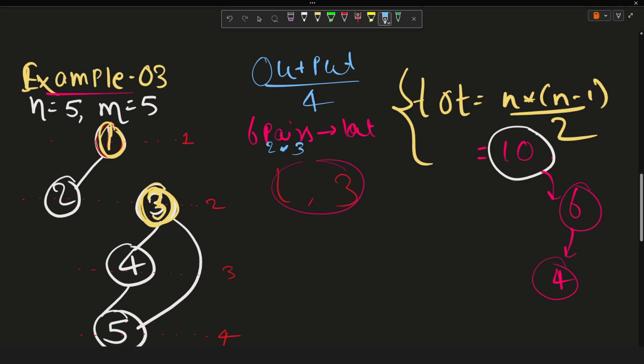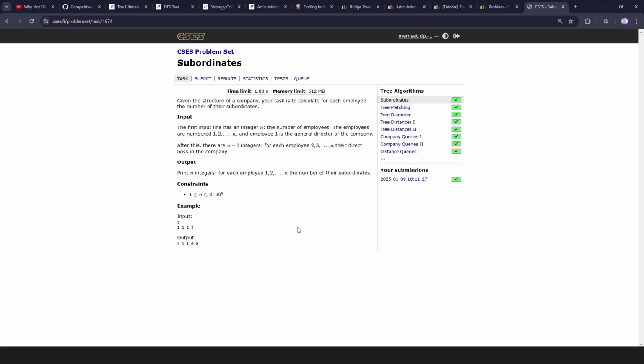And by the way, if you have watched my previous video, then I have discussed the same thing there, because the same thing was used there also, right? And there is a dedicated question for this on the CSES problem set, so let me show you that. So this is the problem in the CSES.